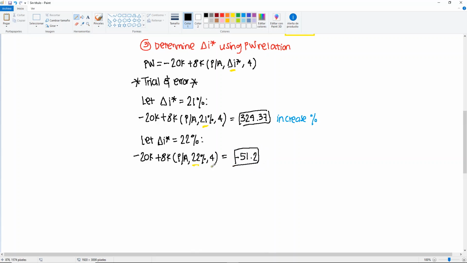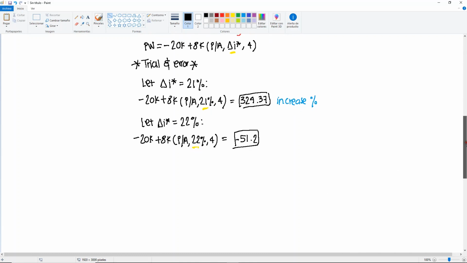So it's going to be minus 20,000 plus 8,000, find P given A at 22% for 4 years. Here's my 22%. And if you solve this, it's going to give you minus 51.2. Okay, so I got the result that I wanted. I got my negative result. So now I am ready for the interpolation. I will be graphing this because it's easier to see whenever you graph it.